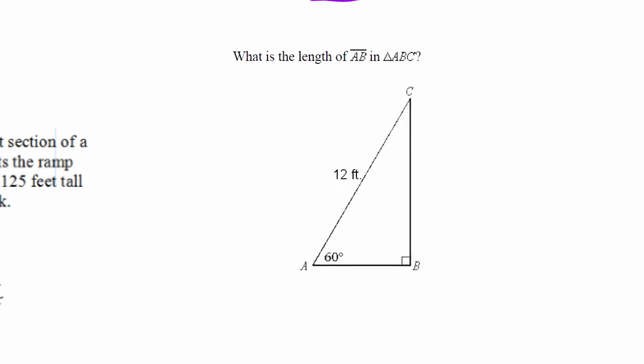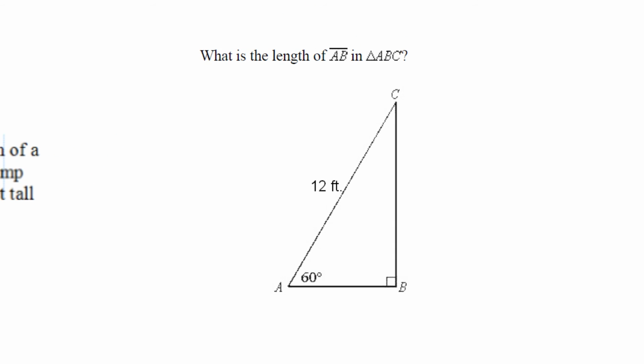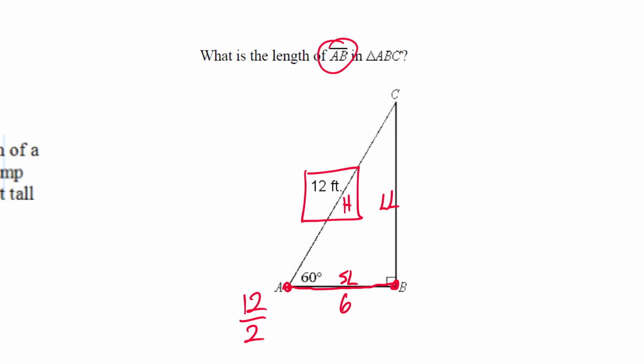All right, and then on this last one here, 30, 60, 90, hypotenuse, short leg, long leg, and it's asking for the length of AB, which is the short leg. So what does that give you? Gives you 6.